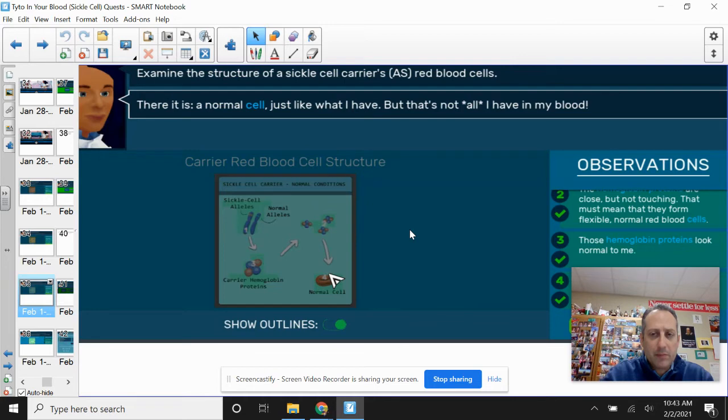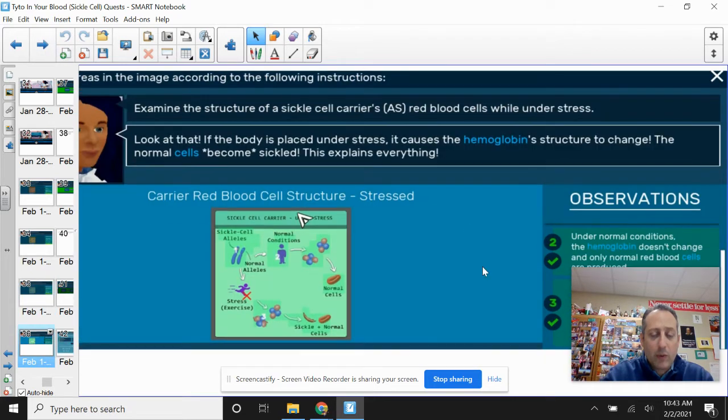it's normal, but that's not all I have in my blood. When it's under stress, it seems to show some of the sickle; under normal conditions, normal cell. Under stress, some of the cells can sometimes turn sickle. Even though some are normal, some of them can show that sickle characteristic.